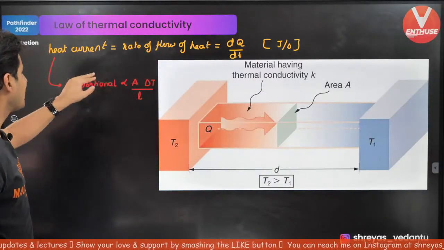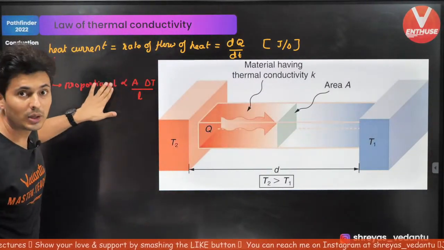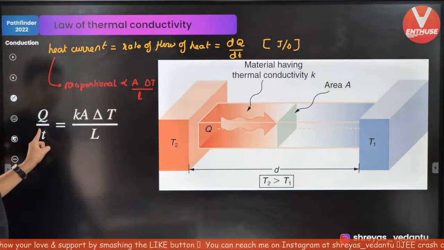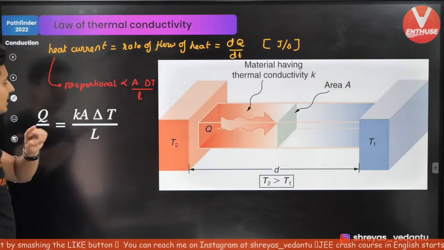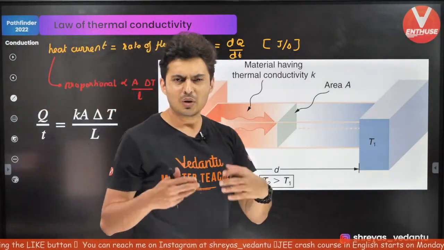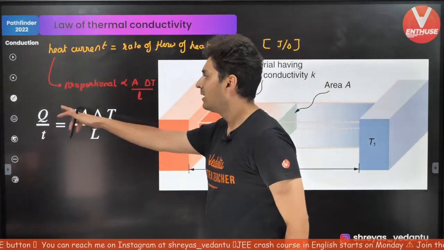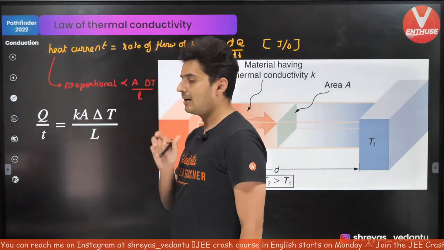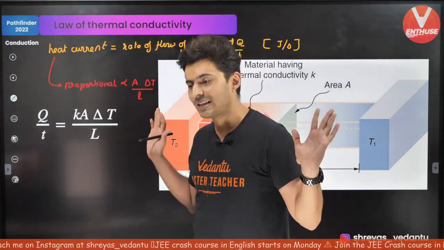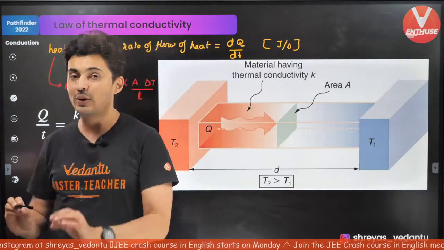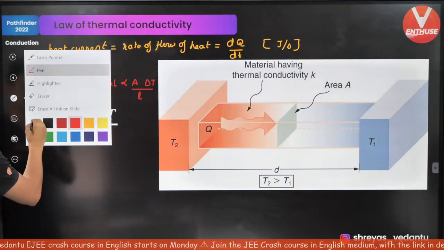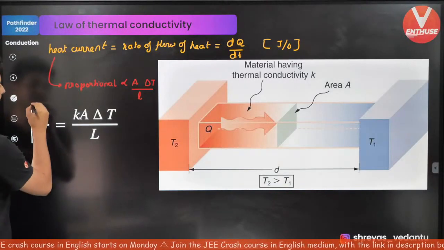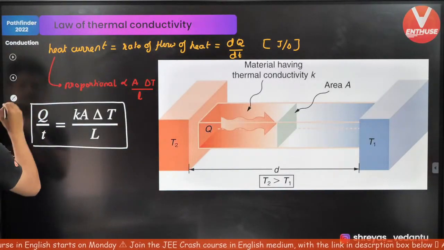So this constant, when you put it instead of that proportionality, it looks something like this. Heat flow rate is KA delta T by L. You can write heat current as Q by t. Heat by time is KA delta T by L. This is also fine. Is that clear? So this is the formula for conduction. Now you will be worried, sir, what is this K? This is that constant of proportionality.